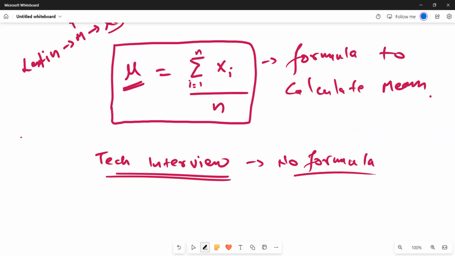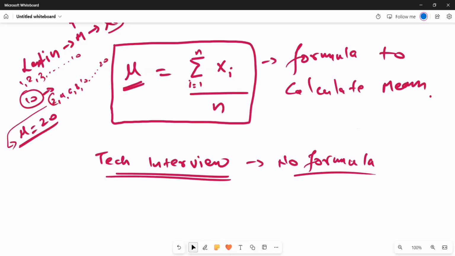So for example, let's say for any given data set, the mean mu is 20, and there are 10 elements in that data set. What will happen if I double the value of every element? Let's say initially it was 1, 2, 3, 4, like this up till 10. So these are 10 elements, and the mean is 20. Now if I double every value, your data set becomes 2, 4, 6, 8, 10, and so on up till 20. So how will your mean be affected? These kinds of conceptual questions will be asked.